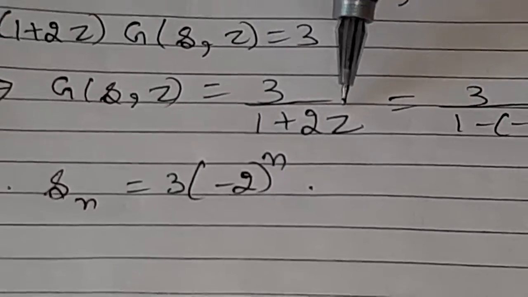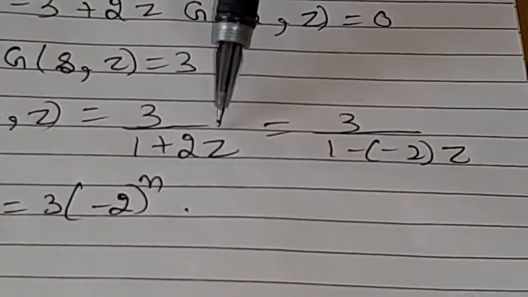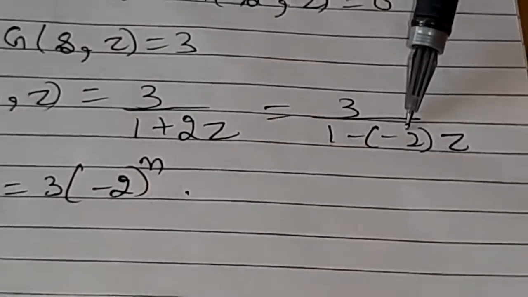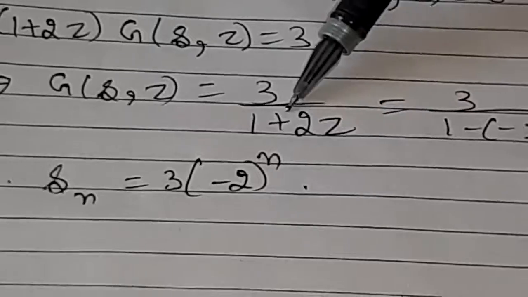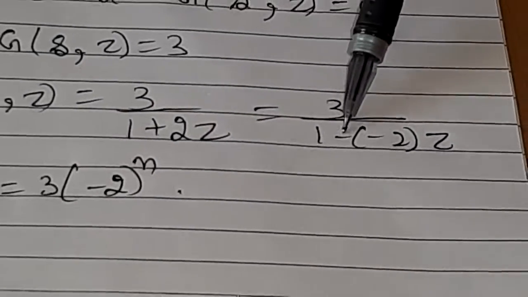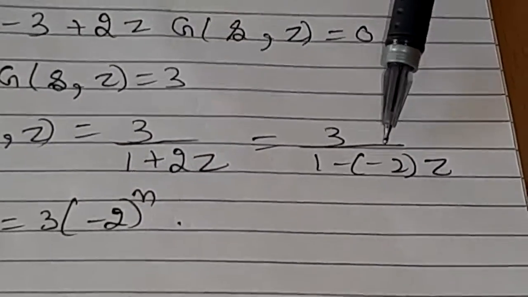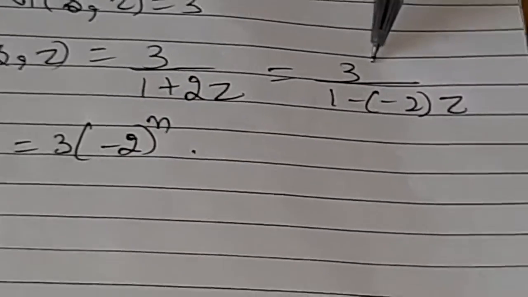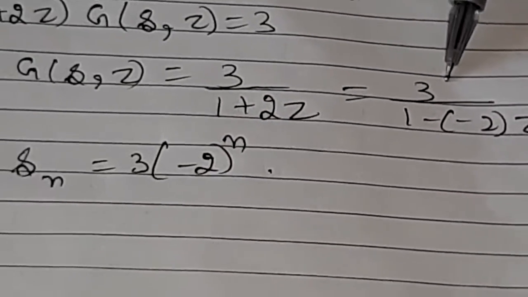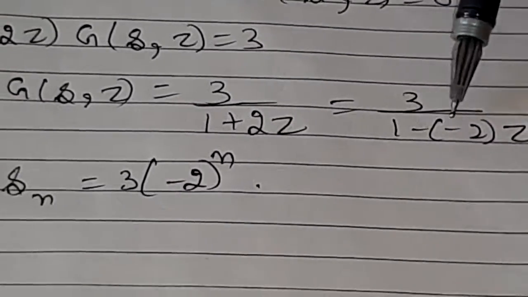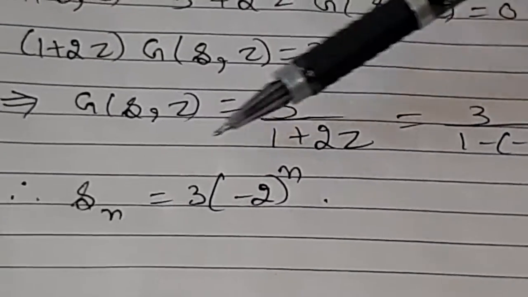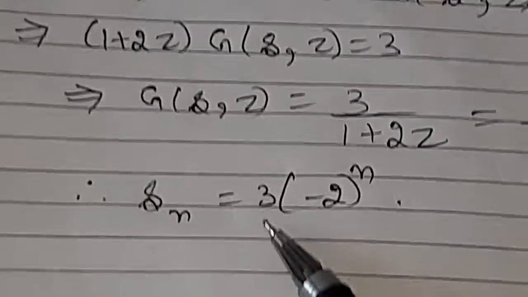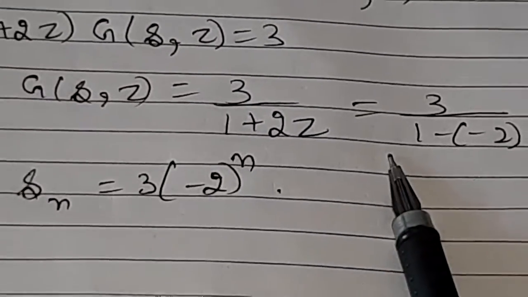Now to make it in the form of Sn, we want the 1 minus bz form. So 1 + 2z can be written as 1 minus (minus 2)z, as minus into minus is plus. Now we know the formula: if G(z) is c over 1 minus bz, then Sn will be c into b^n. Therefore Sn becomes 3 into (minus 2)^n.